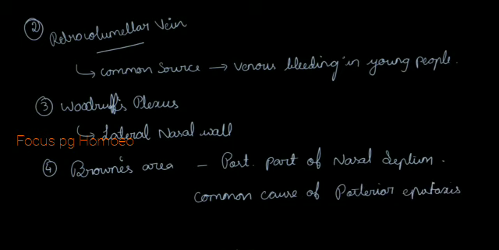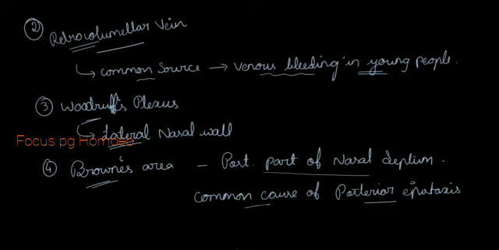So, regarding the retrocolumnar vein, it is the common source of venous bleeding in young people. Woodruff's area is located in the lateral nasal wall, and Brown's area is located in the posterior part of the nasal septum, and it is the common cause of posterior epistaxis. Okay, so this is regarding the septal anatomy which we should know. Now moving on to the next topic.